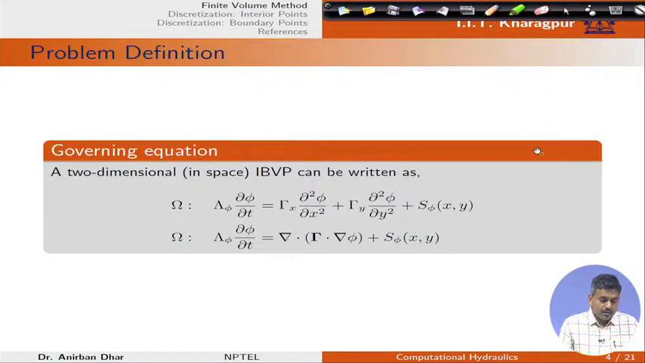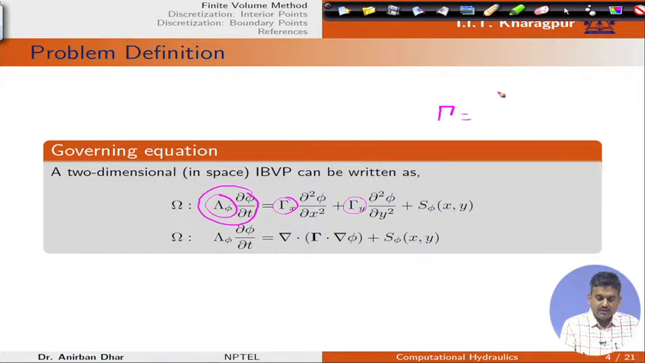Now, what is this problem definition? Like our finite difference case, let us consider this lambda phi as the coefficient for this temporal term, and gamma x, gamma y, these are diffusion coefficients. So, gamma, this tensor, is basically two-dimensional, with gamma x, 0, 0, gamma y. So, we have only 2 terms.